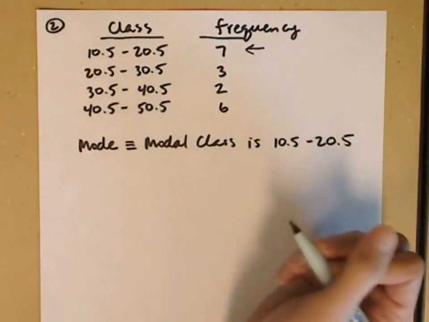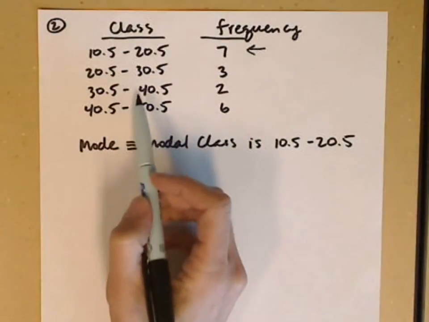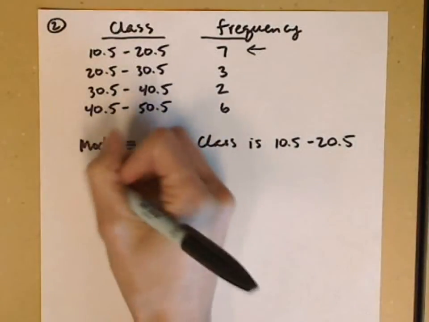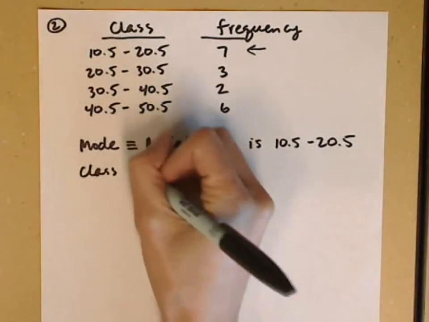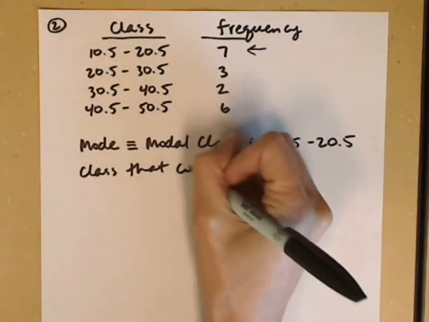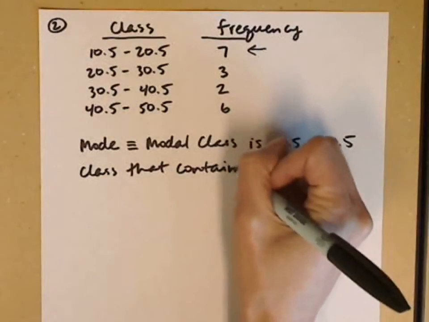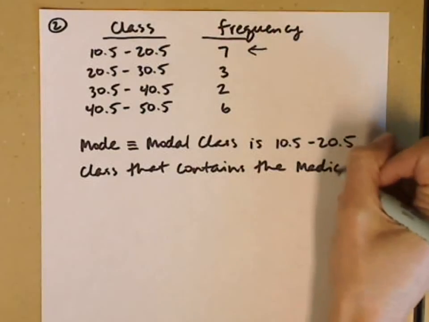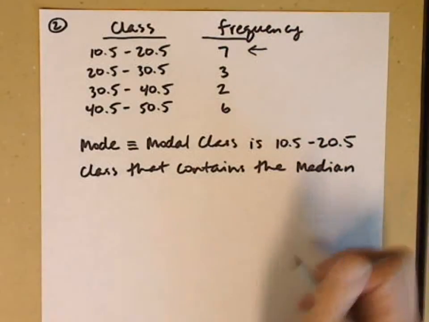Next, we want to take a look at the median. Again, I don't have individual data values that I can line up numerically, so we're going to find the class that contains the median. To do this, I need to know how many data values I have.